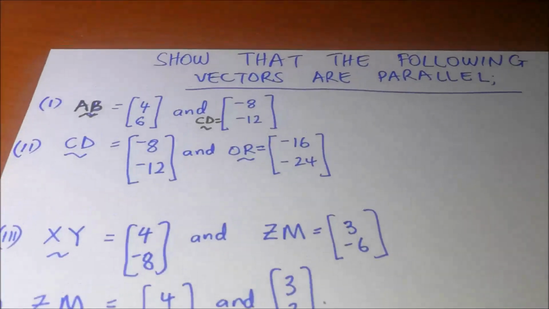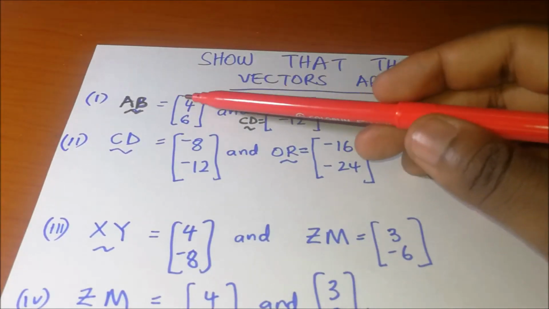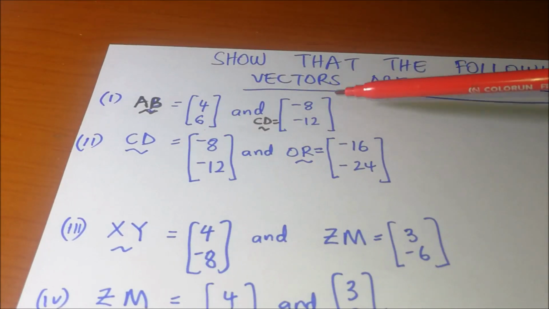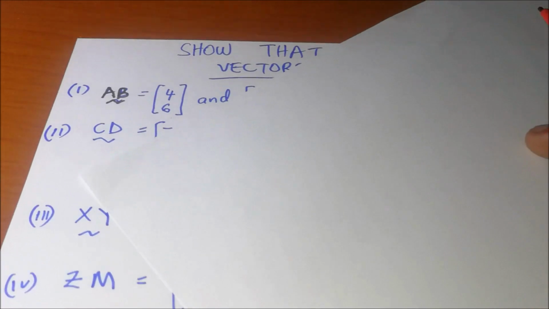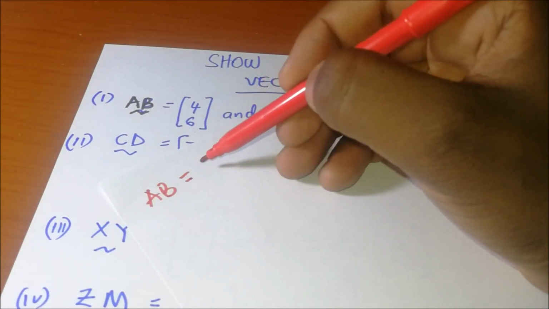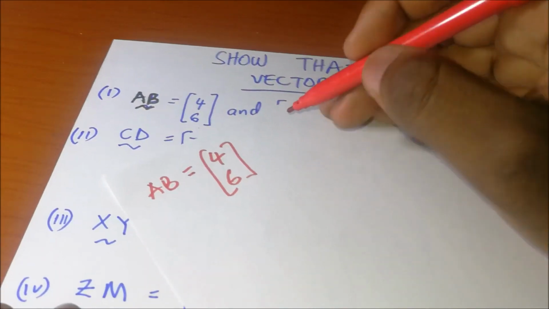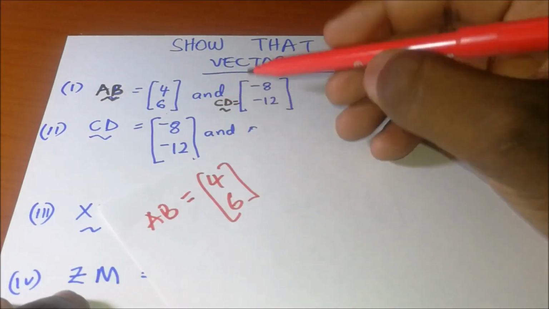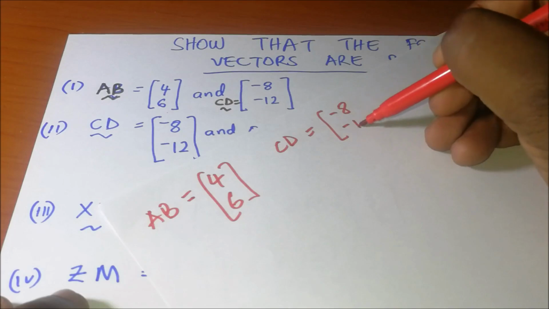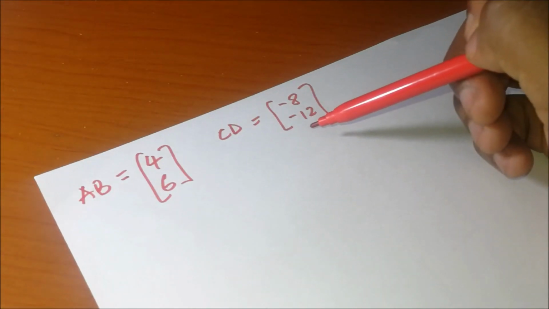For example, here we are being asked to show that the following vectors are parallel. We have vector AB, we have CD, and these are the vectors. So I'll do this on a different sheet of paper. We have vector AB as (4, 6). Then I also have vector CD. It is (-8, -12). And we are being required to show that these two vectors are parallel.